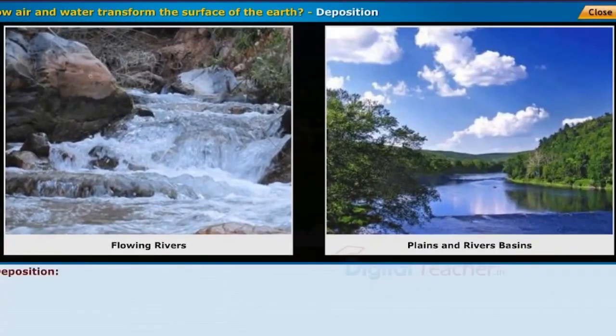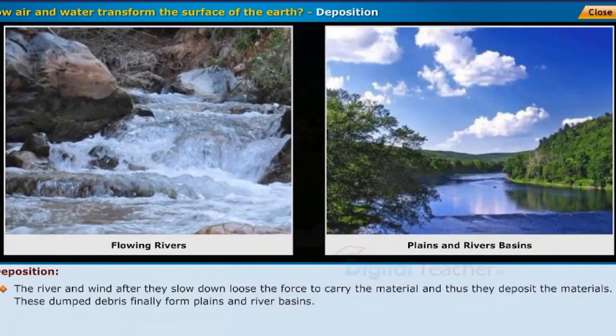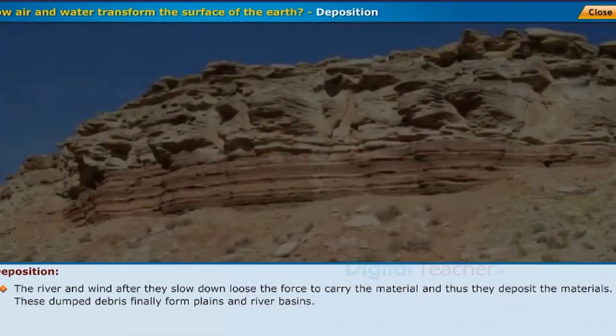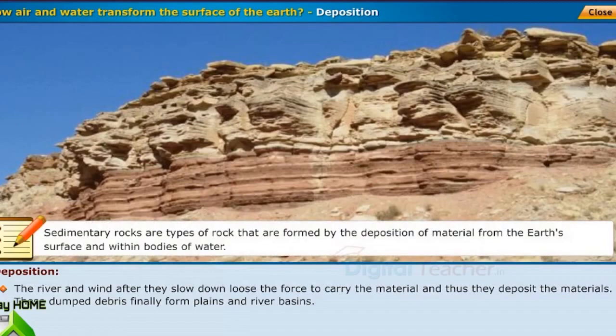Deposition. The river and wind, after they slow down, lose the force to carry the material and thus they deposit the materials. These dumped debris finally form plains and river basins. Note: sedimentary rocks are types of rock that are formed by the deposition of material from the earth's surface and within bodies of water.